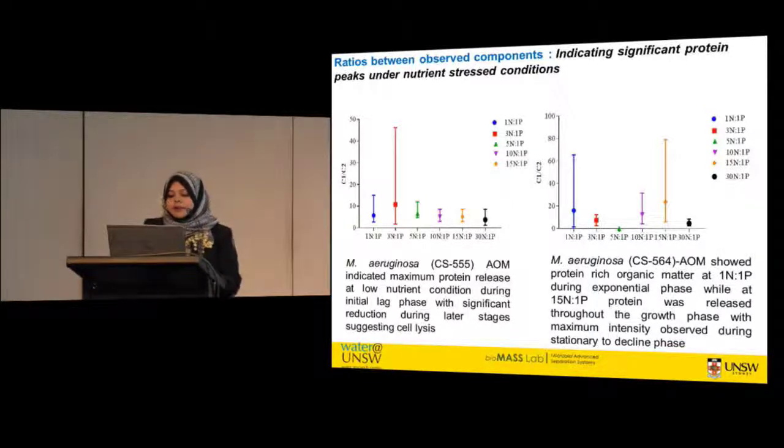While for Microcystis 564, it was observed that the protein-rich organic matter at the low nutrient concentration was observed during the early exponential phases, while at a higher concentration, we observed that it was released towards the stationary to decline phase, indicating that the species was more adaptive at higher concentration as well.